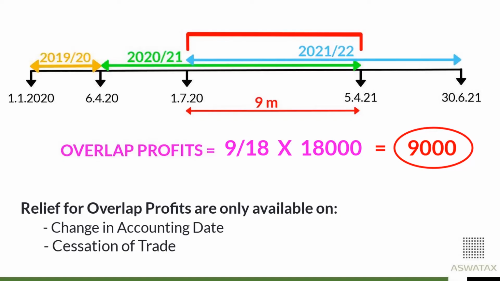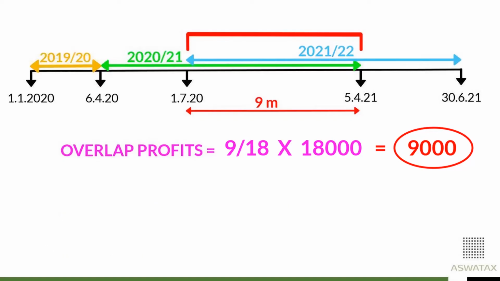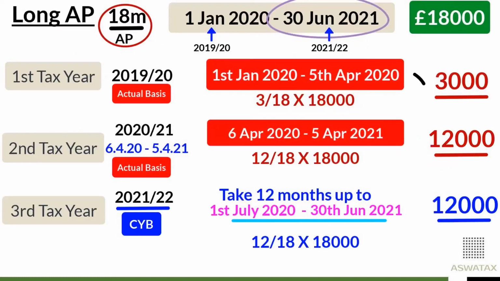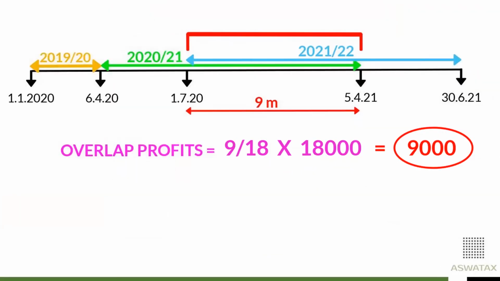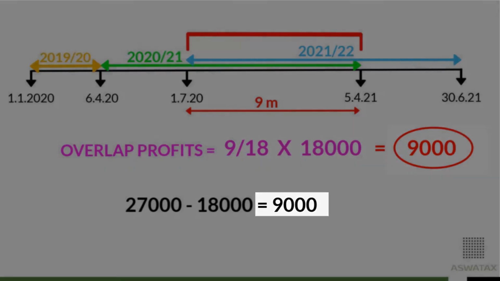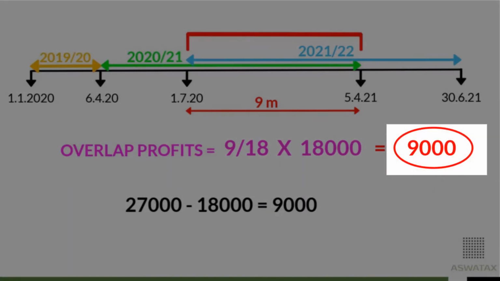So you'll have your cessation of trade profits. Let's say that's 20,000. You deduct the £9,000, you'll only be taxable on £11,000, which is all good. However, due to inflation, that £9,000 would be worth a lot less than it is today. So keep that in mind as well. How do we check if that 9,000 is correct? We had 3,000 plus 12,000 plus 12,000 gives you 27,000. We only had 18,000 of profits. 27,000 less your 18,000 equals 9,000. 9,000 overlap profits, £9,000 has been taxed twice.